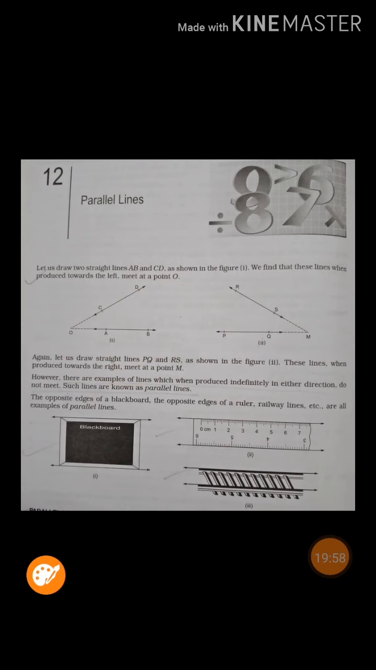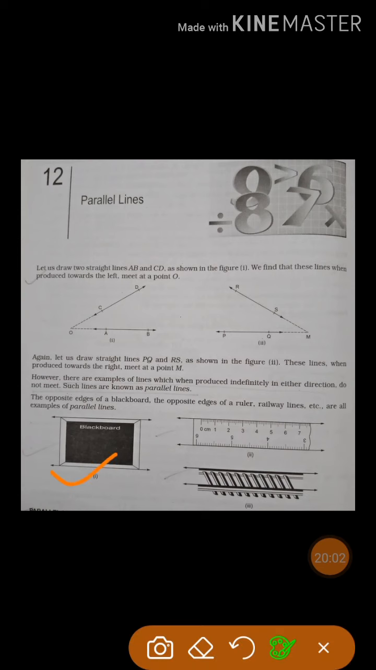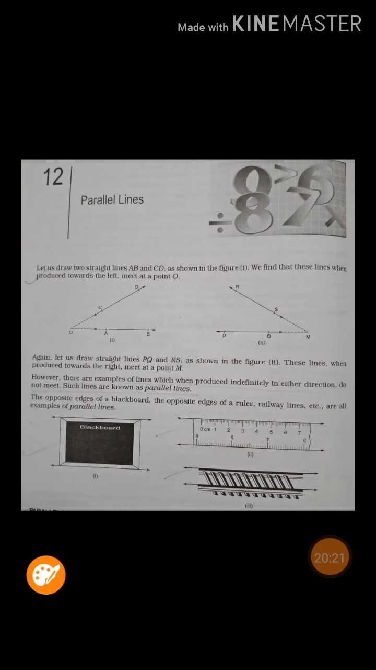There are some examples of parallel lines: opposite edges of a blackboard, opposite edges of a ruler, and opposite edges of railway lines. They will never intersect with each other if we extend them endlessly in both directions. These are parallel lines.